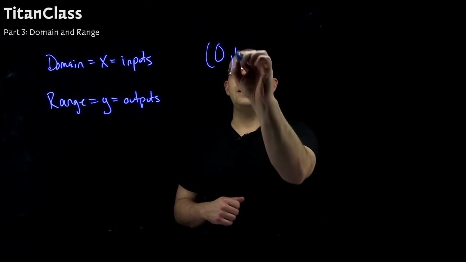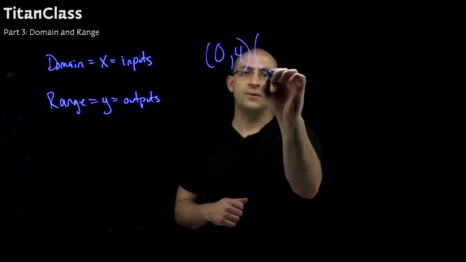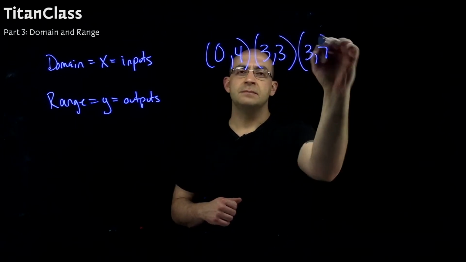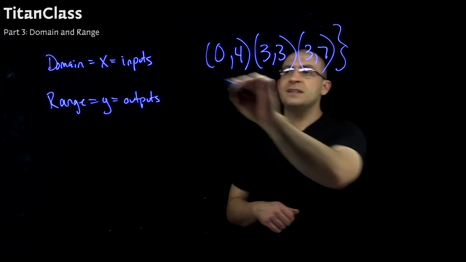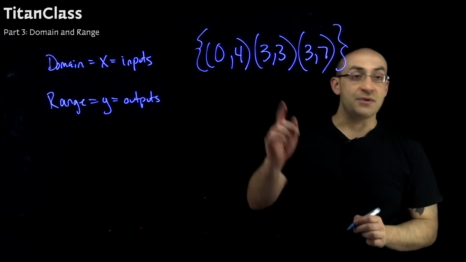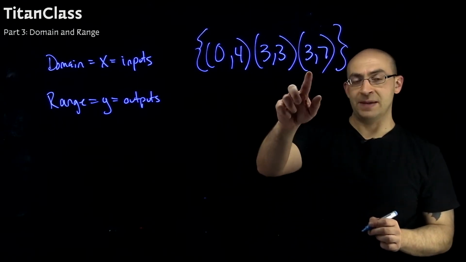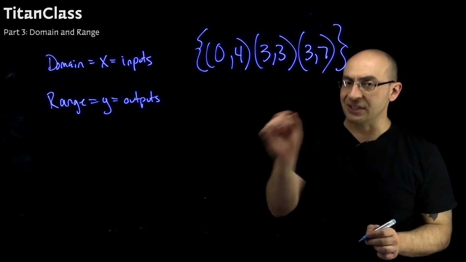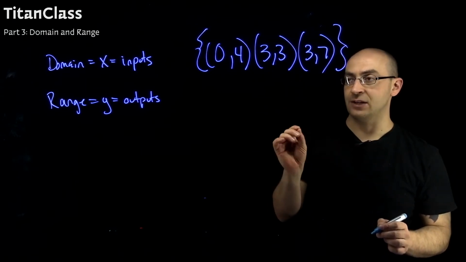Let's say I have an ordered pair set of (0, 4), (3, 3), and (3, 7). And we'll say it's part of the same exact set. This is not a function because the 3 repeats. I can't have 2 of the same x value. But there's still a domain and there is still a range.